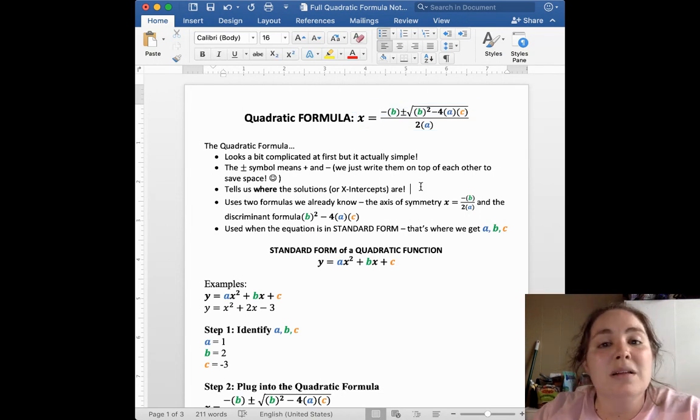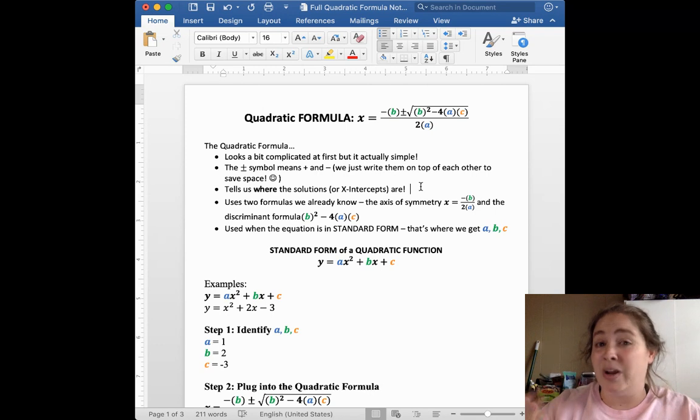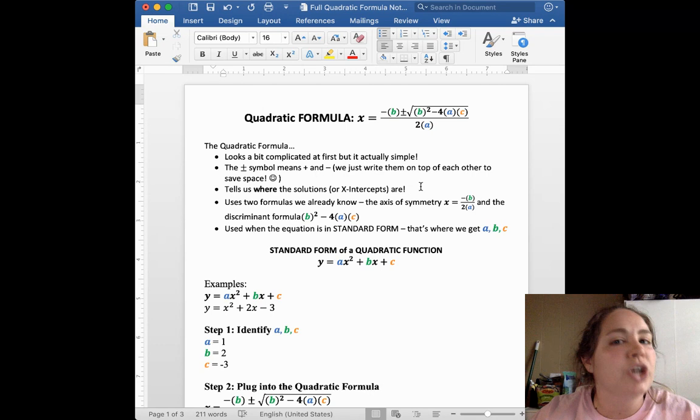This is going to tell us where our x-intercepts are actually located. So the discriminant told us how many we're going to have. The whole quadratic formula tells us where those actually are located.